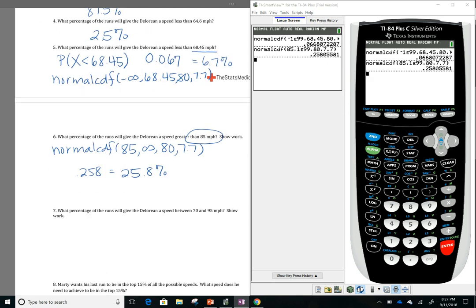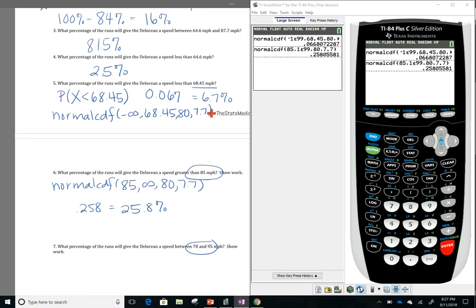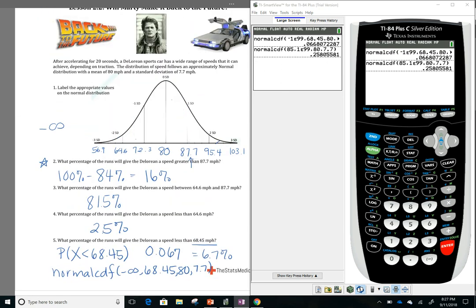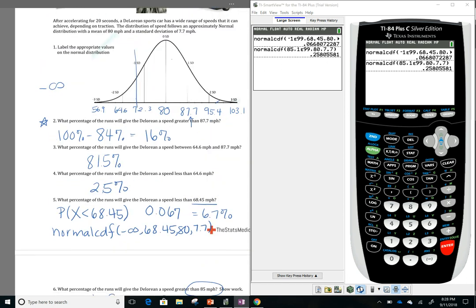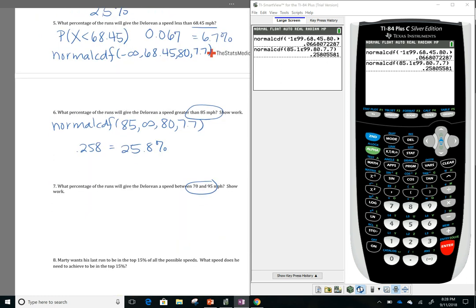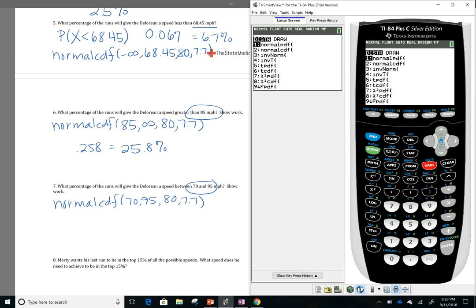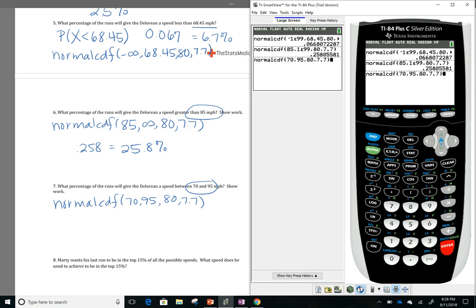Next, I'm asked about between 70 to 95. I'm going to go back up to my chart again. Between 70 and 95, I'm starting at 70 and I'm going to 95. So I will run a normal calculation, normal CDF, 70 to 95 with the same mean and same standard deviation. So second, vars, normal CDF, from 70 to 95, same mean and standard deviation, and I get 0.877, which is about 87.7%.